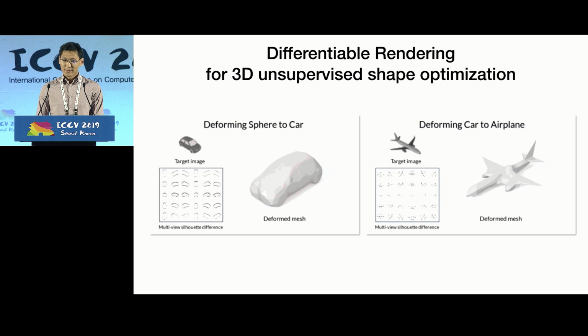To better demonstrate the effectiveness of the image-based gradient provided by SoftRas, we show the deformation results of deforming a template mesh to a car and then to a plane using images from multiple views.